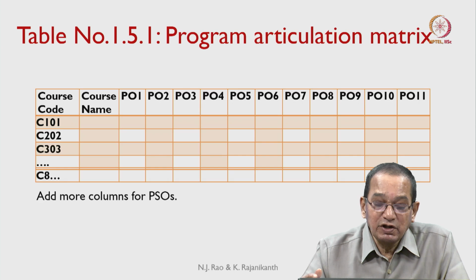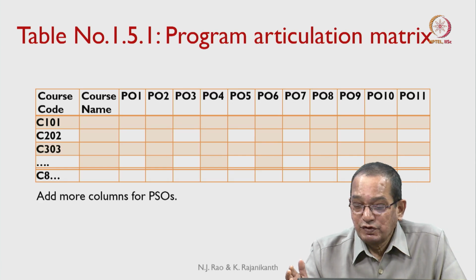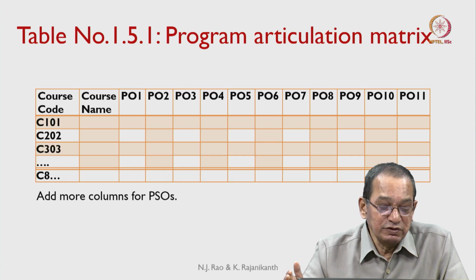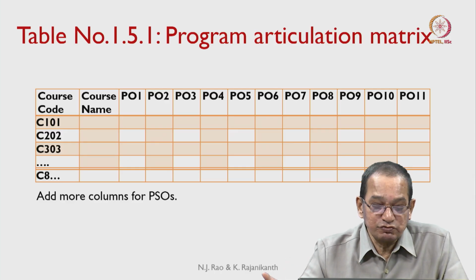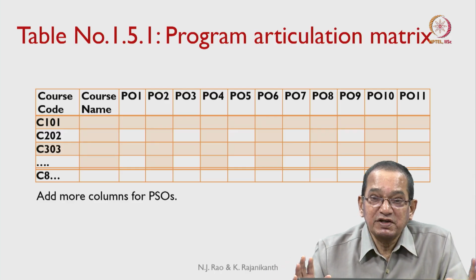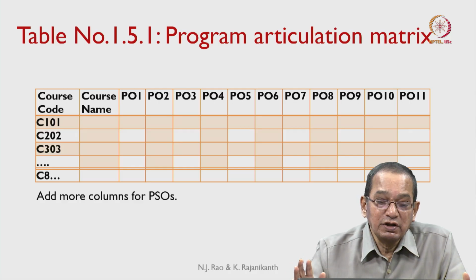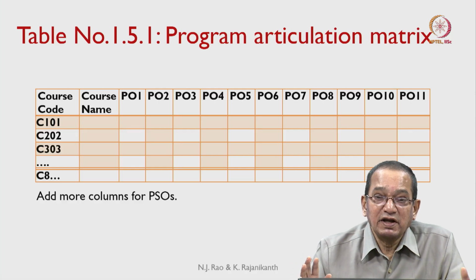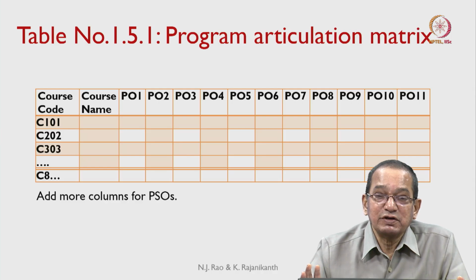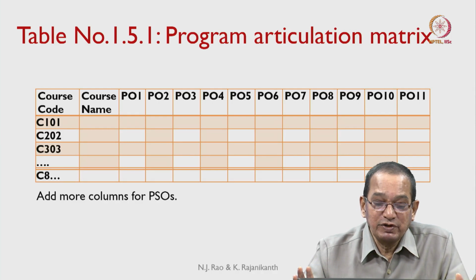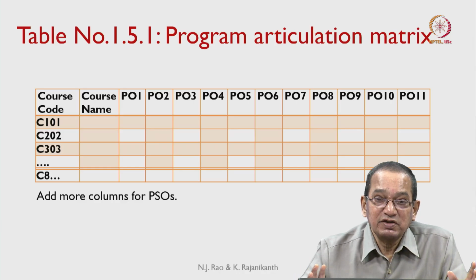So, there will be many rows for this, and of course, we have 11 columns for the POs. Then similarly, there will be 2 or 3 or 1 column for PSOs. So, we have a giant matrix showing what the entire 4-year program is doing in terms of enabling the students to attain the POs and PSOs, and what is the structure of this entire curriculum.